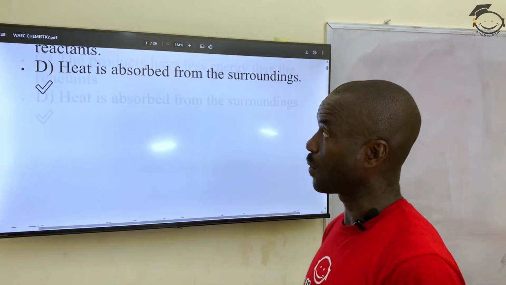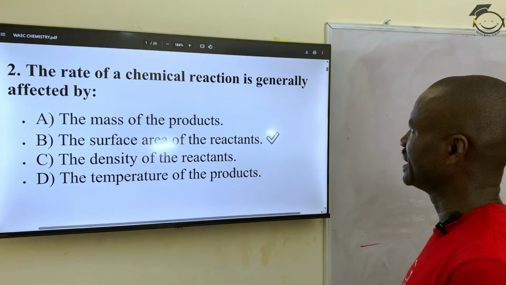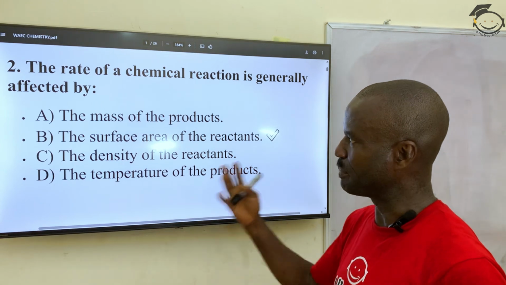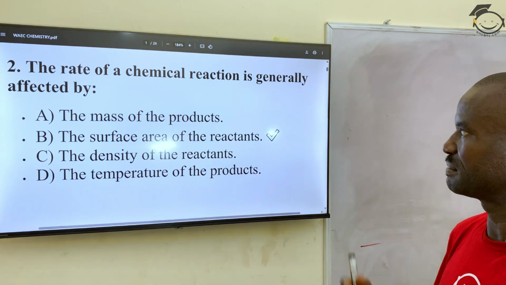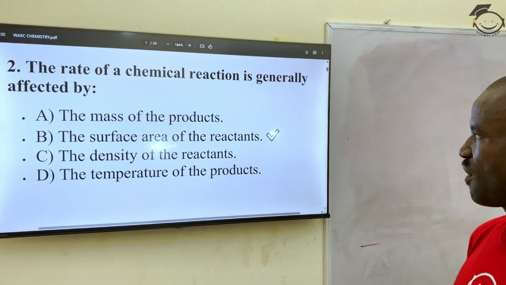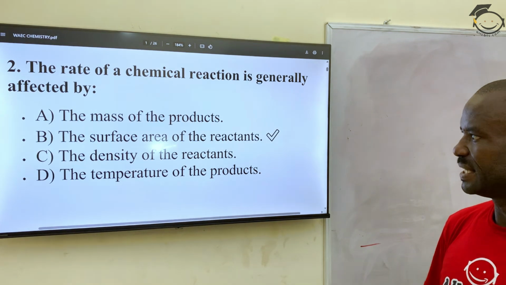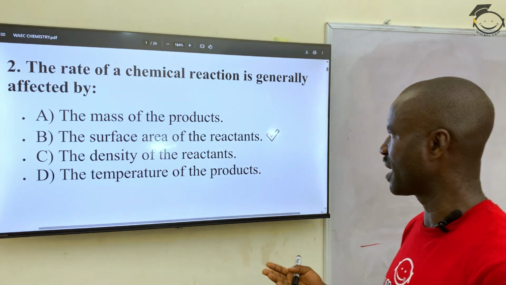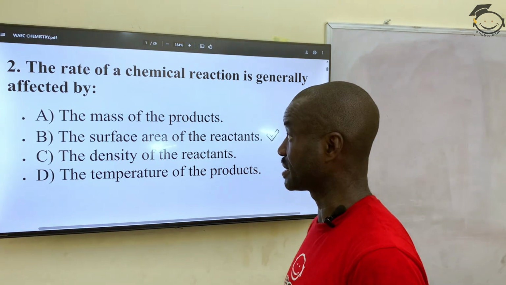Question 2. The rate of a chemical reaction depends on A, the mass of the product. No, regardless of the product, the reaction can still be made faster or slower. B, the surface area of the reactant, C, the density of the reactant, D, the temperature of the reactant. The correct answer is B, the surface area of the reactant. When the surface area is made larger, the reaction will be faster.